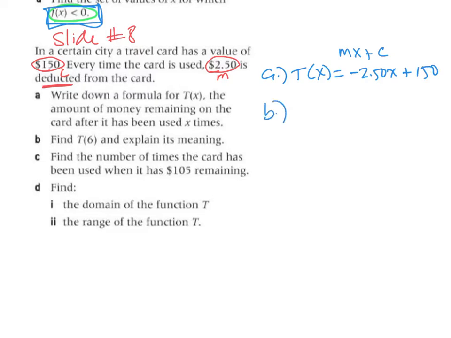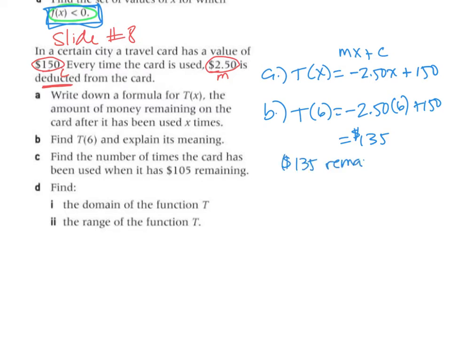All right, and then letter B says find T of 6 and explain its meaning. So T of 6 would be what you get when you put 6 into this function. So -2.50 times 6 plus 150 is equal to $135. So the meaning is there will be $135 remaining on the card. I guess I should write that down: $135 remains on the card after 6 uses, or at 6 uses, I guess would be more accurate.